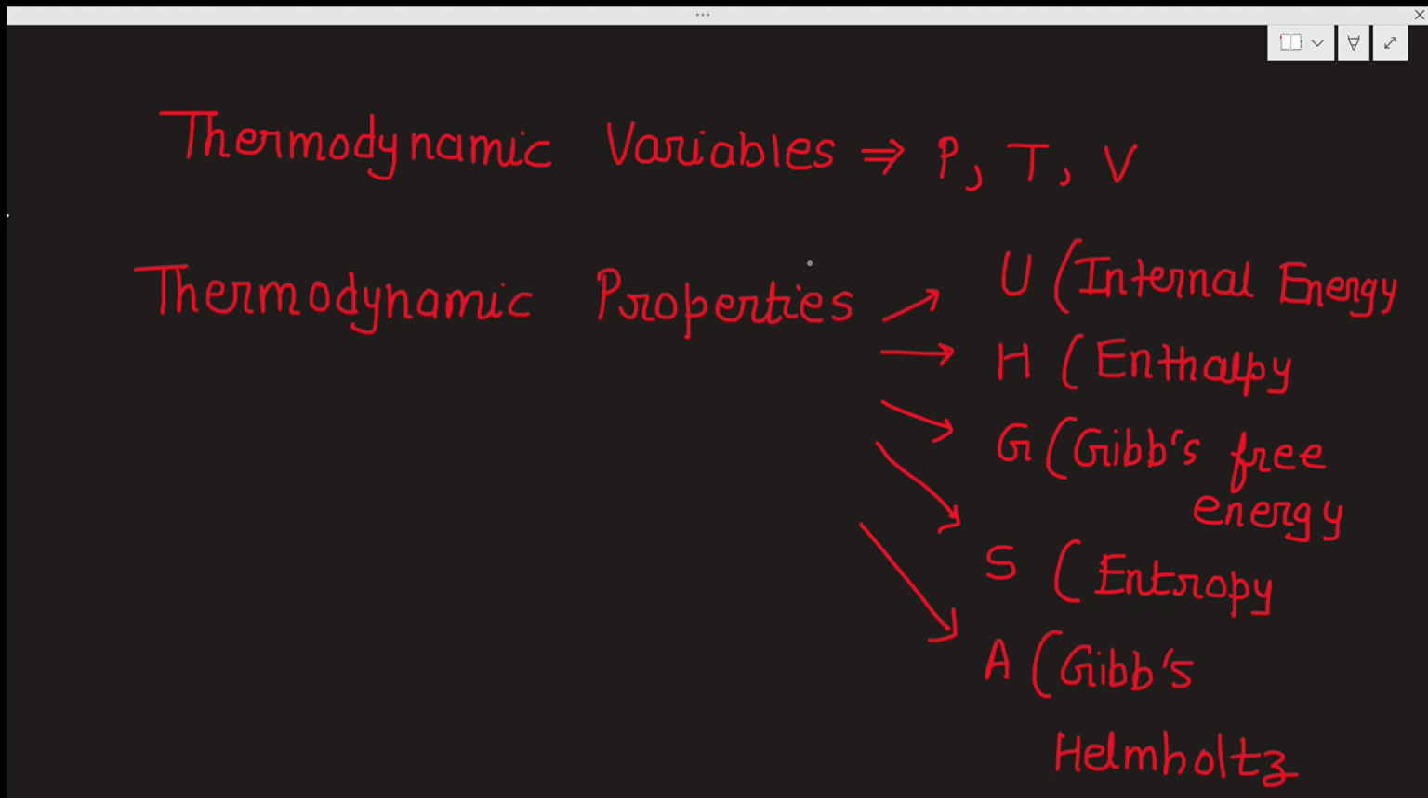Here we are seeing a crash course of thermodynamics. We will see all the important key points of thermodynamics in a single video. Firstly, we are starting from the thermodynamic variables. Actually, there are three thermodynamic variables: pressure, temperature and volume. By varying them, we can vary the different thermodynamic properties.